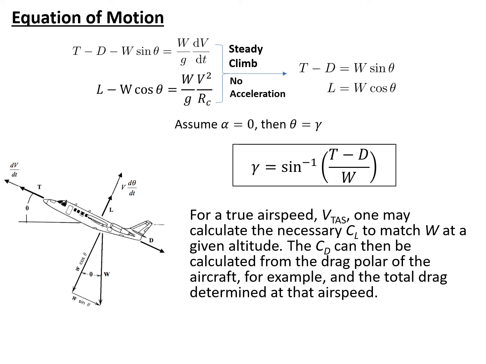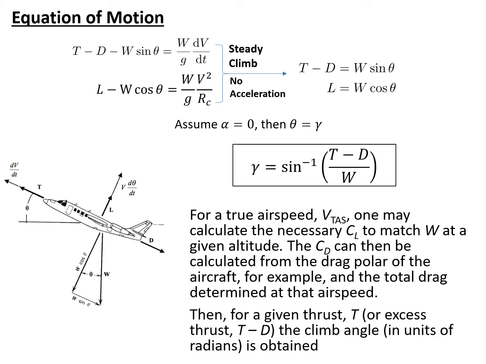So now, because thrust is usually known for an aircraft, in order to get gamma, we can first calculate the CL to match the W, and then according to the drag polar we can get the drag, CD, and then we can calculate this climb angle gamma, or climb rate.